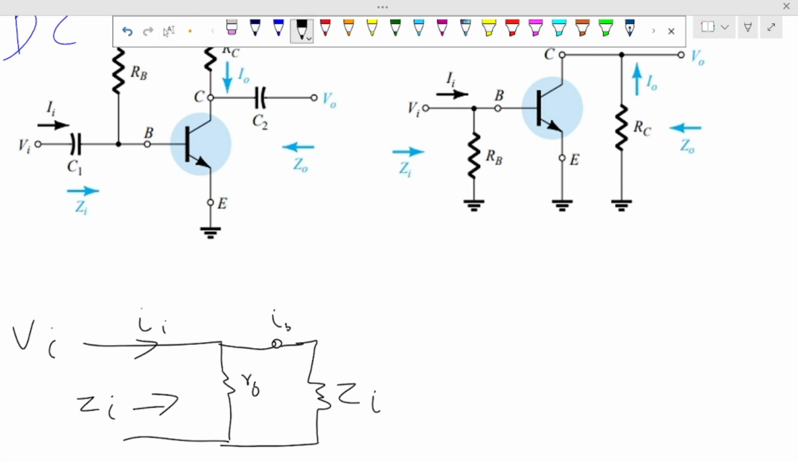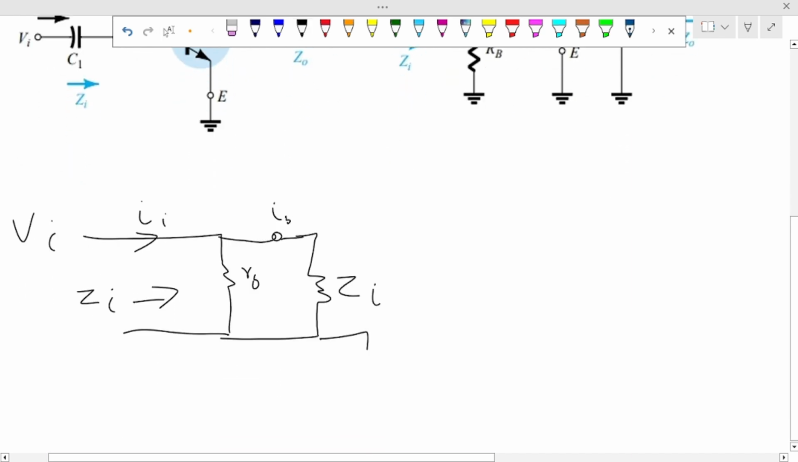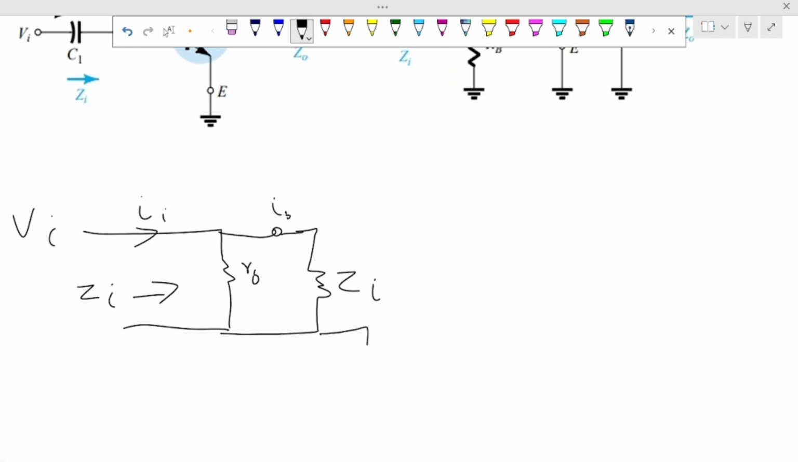The E. This is the E down here, of course to earth or ground. And then we'll have this, which is current. This current is the collector current, small letter, IC.